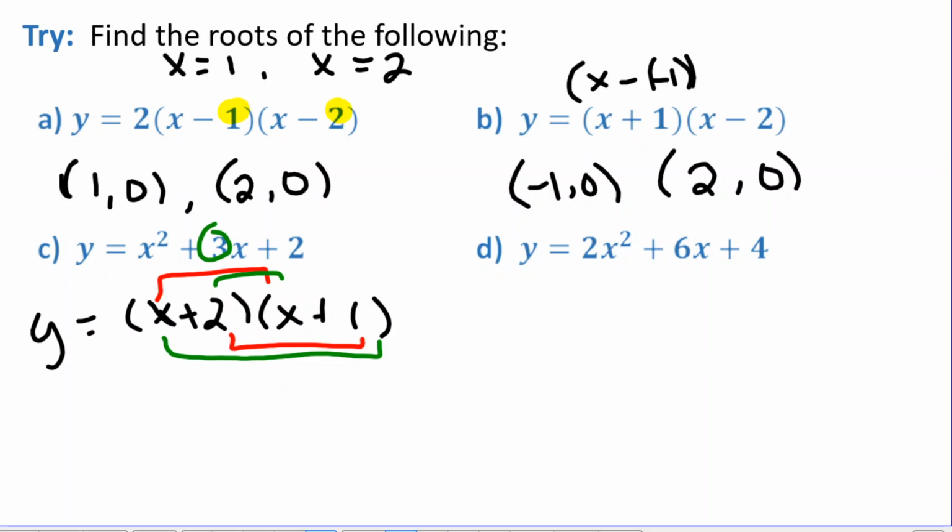We've factored. Again, this looks like our factored form. We just have to be careful with those signs. Because it says x plus 2, we have a negative 2. Because it says x plus 1, we have a negative 1.